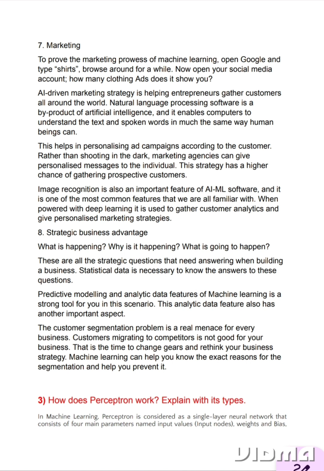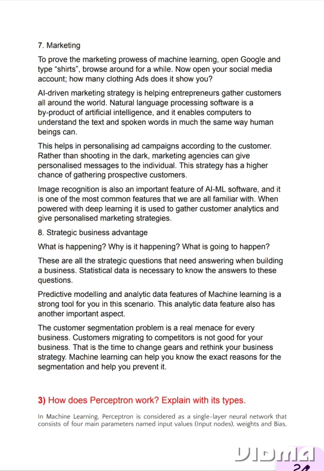8. Strategic business advantage. What is happening? Why is it happening? What is going to happen? These are all the strategic questions that need answering when building a business. Statistical data is necessary to know the answers to these questions. Predictive modeling and analytic data features of machine learning are a strong tool for you in this scenario.